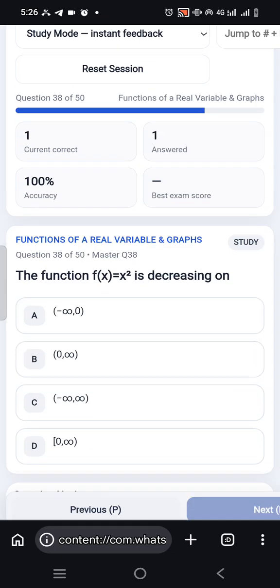So let's move to the next question. We are now asked that the function f of x equals x squared is decreasing on. Normally this is how our quadratic graph x squared looks like.